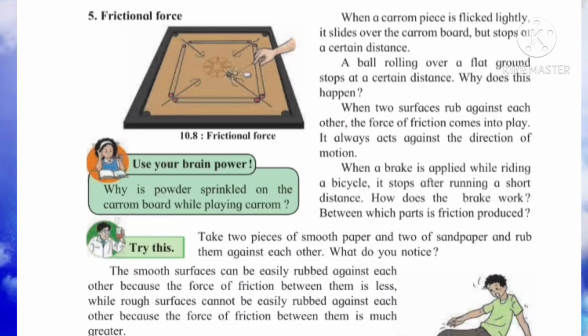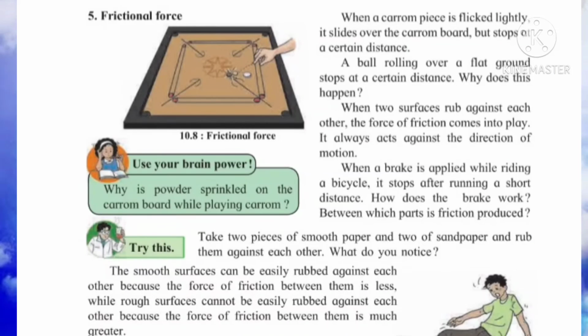Yes, see. You observe, before sprinkling the powder you play carom, and after sprinkling the powder, what difference do you observe? Yes, as you observe carefully, after sprinkling the powder, the carom board becomes very smooth, and so the striker moves easily with less force.